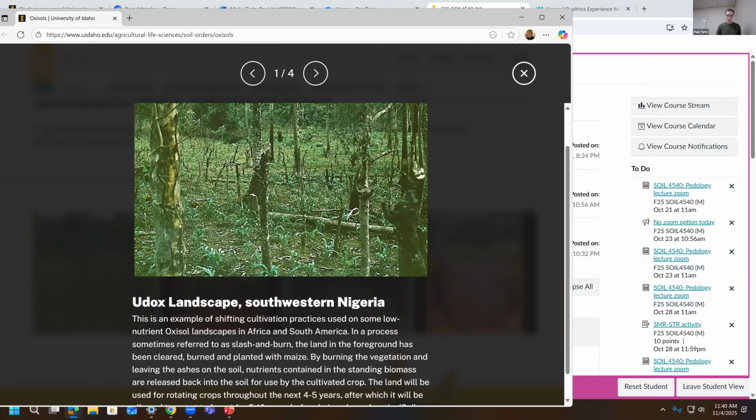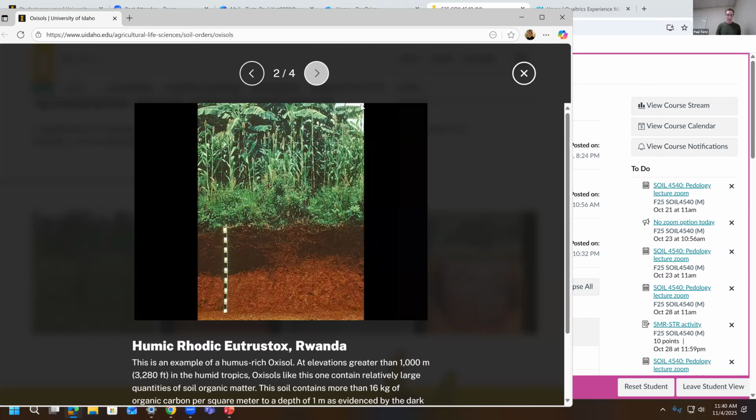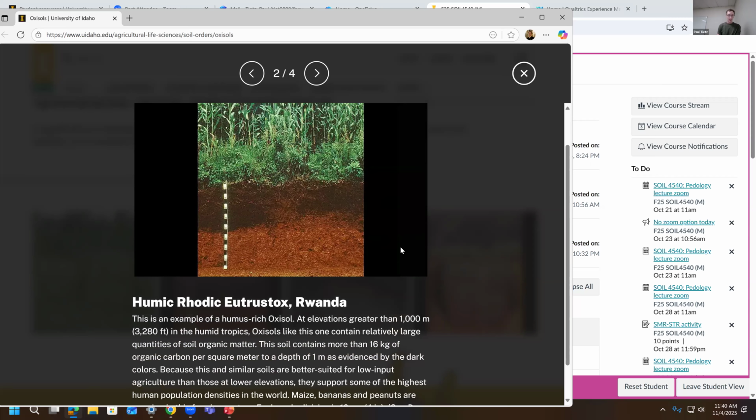Burning vegetation, leaving ashes in the soil, return some amount of nutrients, rotate crops through as best you can to give it some rehabilitation. Some of these oxisols, however, might contain a lot of organic matter. This is at a high elevation in Rwanda. Humid tropics, you might contain more organic matter than you expect because the decomposition is restricted. You're able to accumulate organic matter, and you still have some of this nutrient exchange capacity, an appreciable CEC, cation exchange capacity.